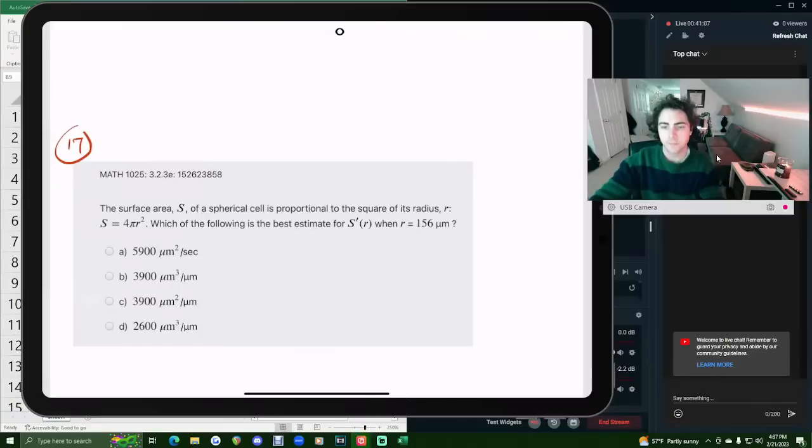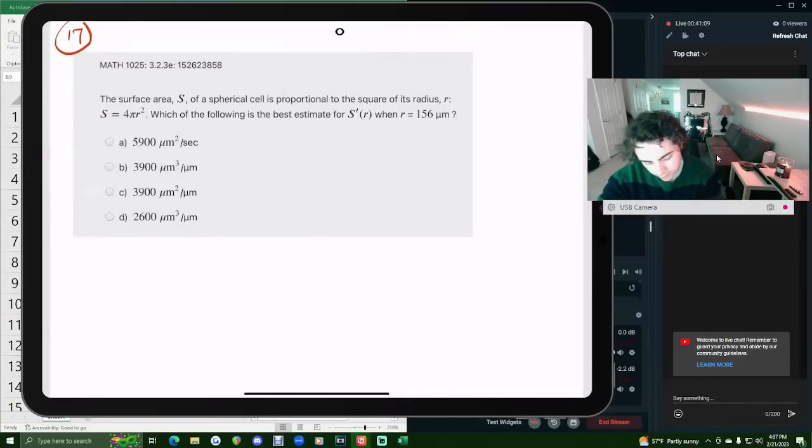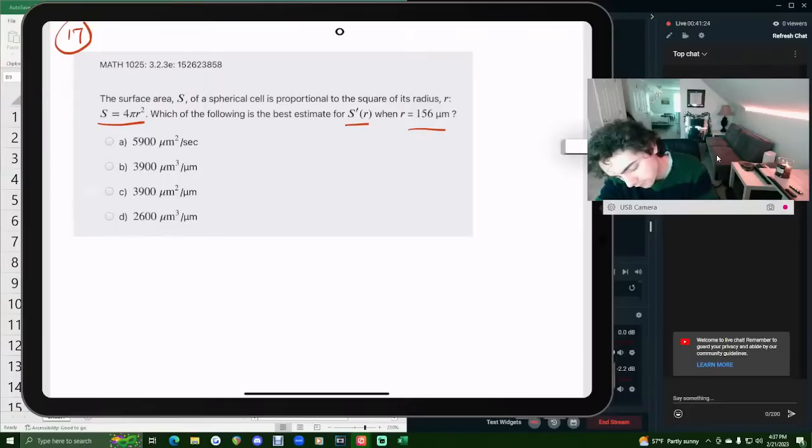Number 17. Here they say the surface area is proportional to the square of its radius. You don't need to think about that. They're just giving us the surface area equation. And they say, what is the best estimate for S prime when R is 156? So the idea is just to calculate whatever S prime is by taking its derivative, and then we'll just plug in 156 in place of R.